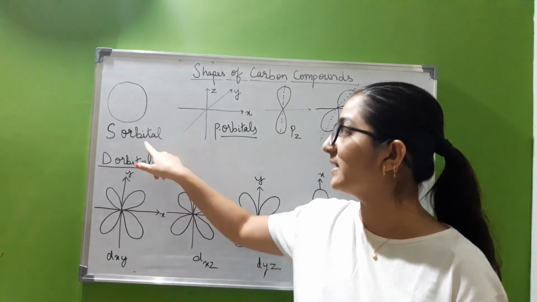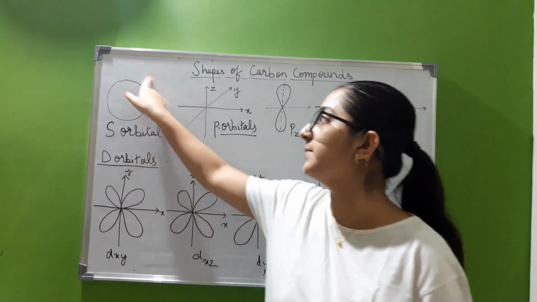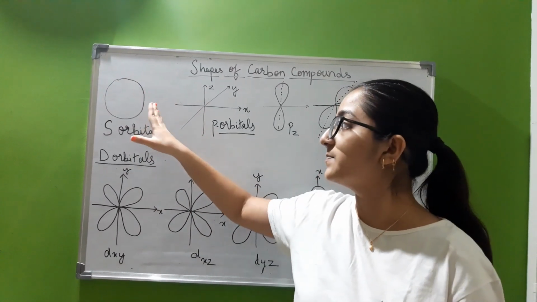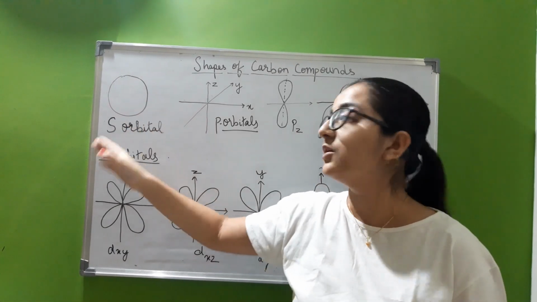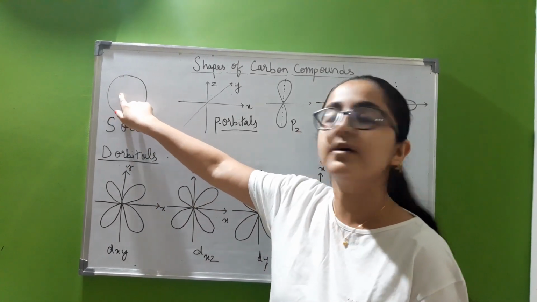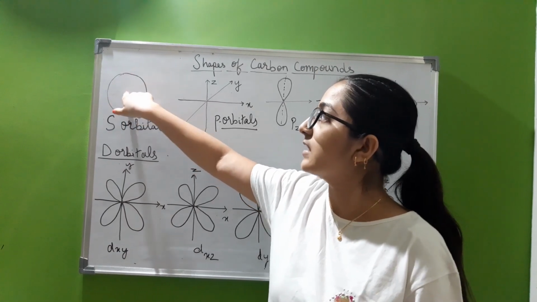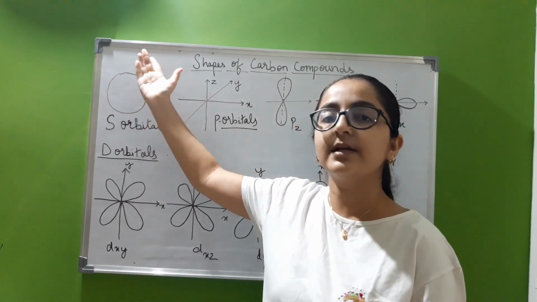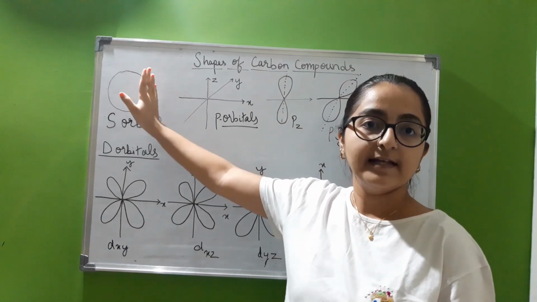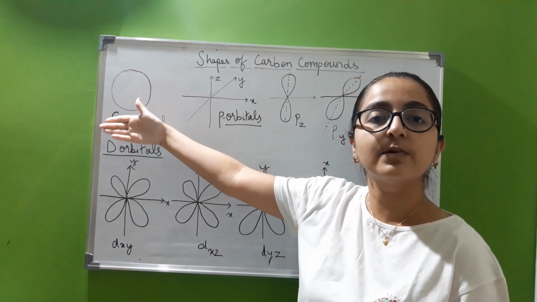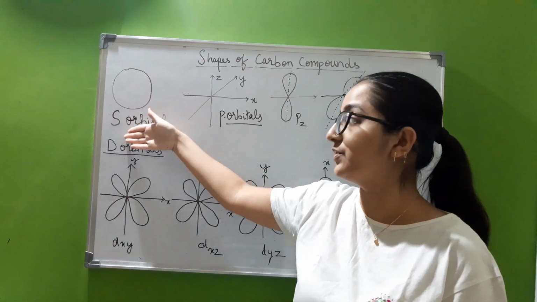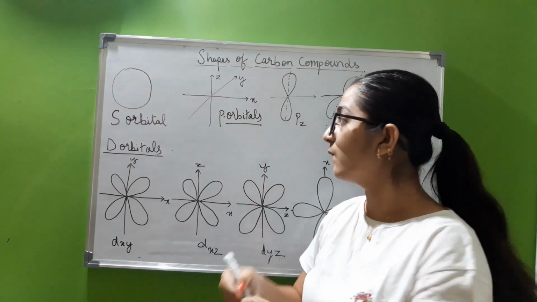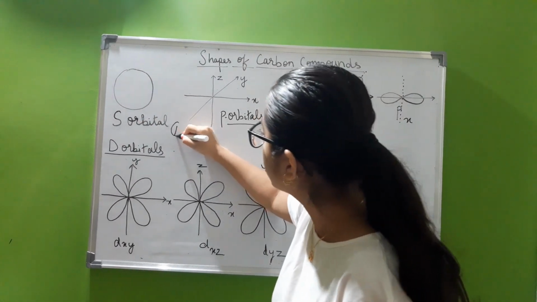Let's start with the s orbital. It is represented by a circle. As we all know, a circle can pass through infinite planes. So if we consider a nucleus, this plane can pass through the nucleus in all directions. Hence, since its plane or axis passes through the nucleus, it is said to have one node.